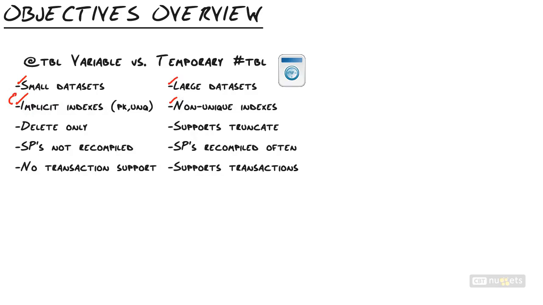Another item that can greatly affect performance is deleting versus truncating. Table variables do not support truncation. You can only delete, where temporary tables do support truncation.